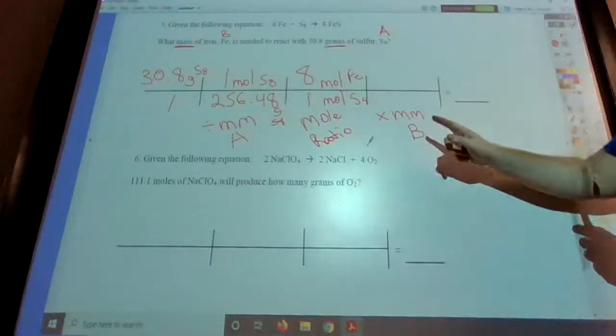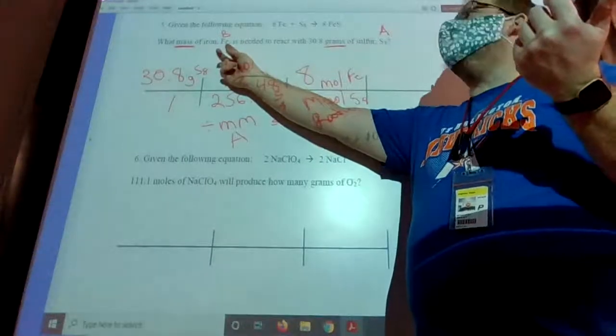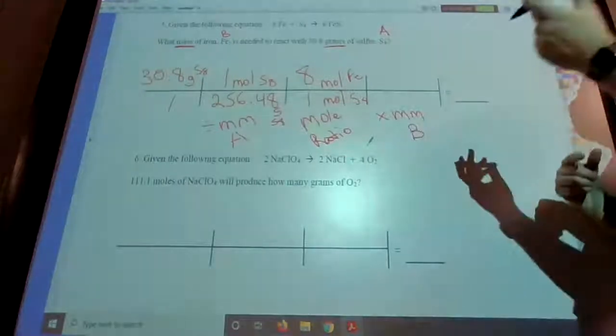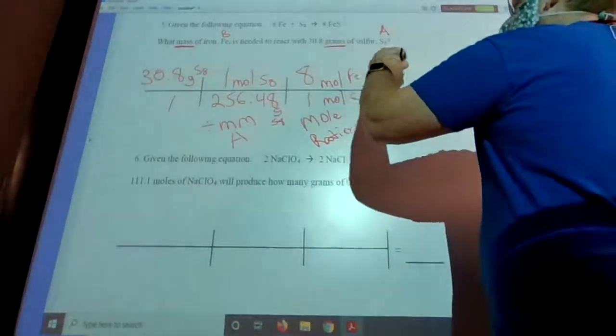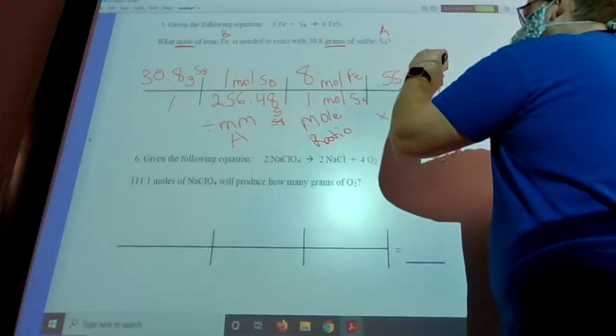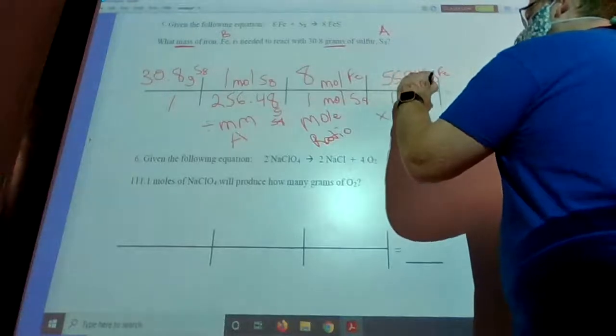And then lastly, I need my molar mass for iron. The formula is just one molecule or atom of iron. So what's the weight of iron from the periodic table? 55.845. Yes, 55.845 grams of Fe over 1 mole of Fe.